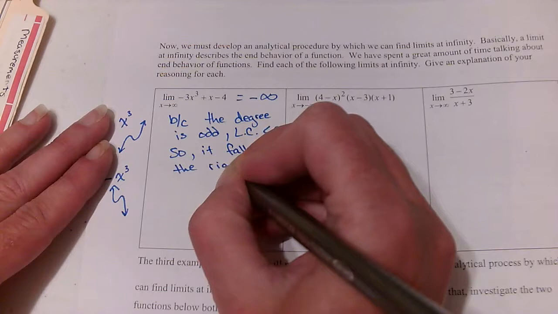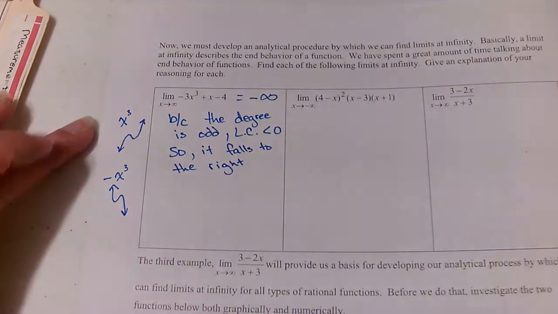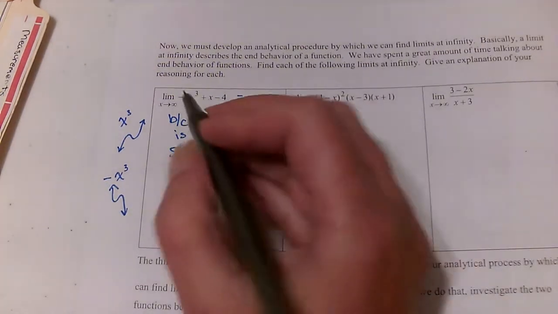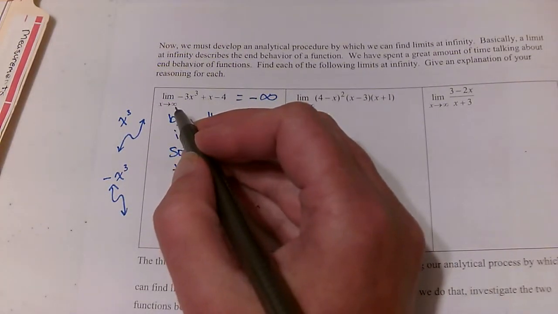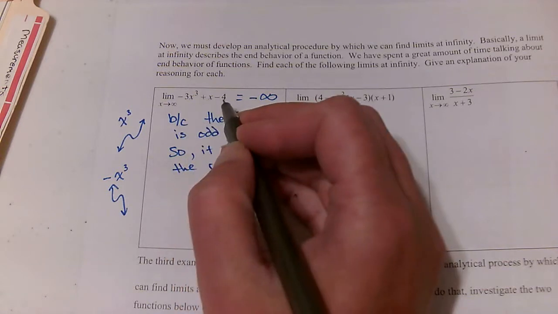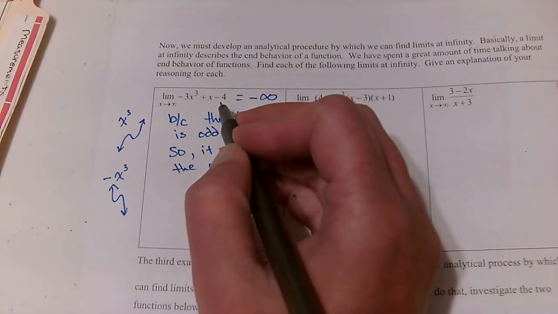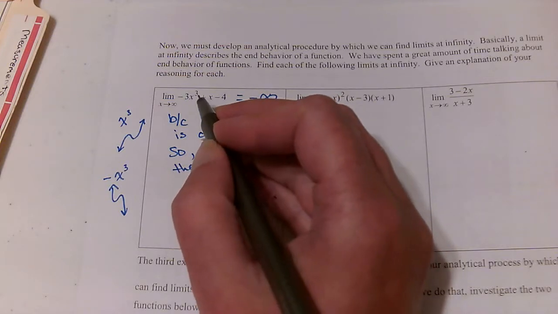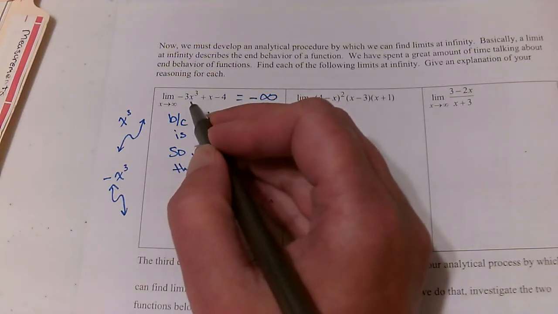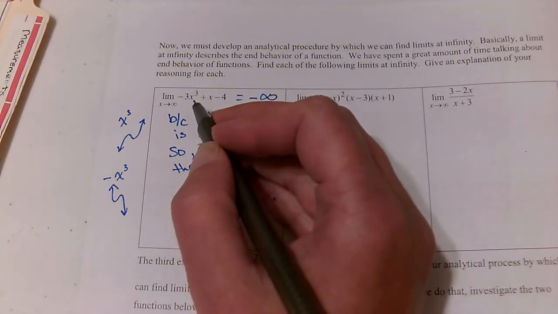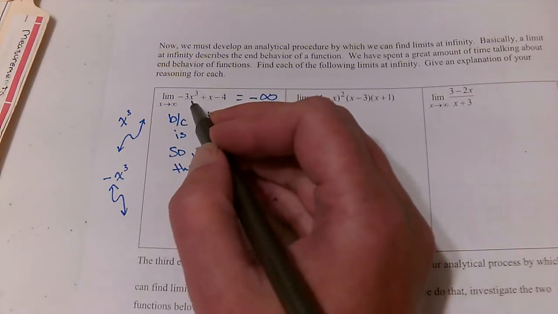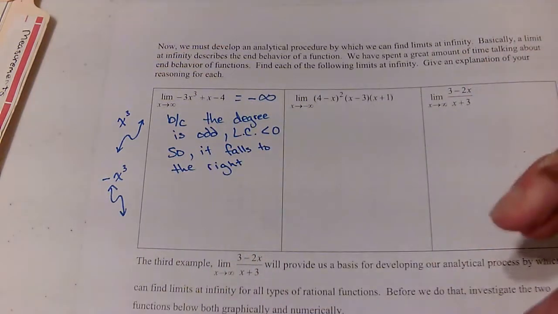The other way you can look at it, if you didn't memorize the behavior of graphs in your previous courses, is as x gets really, really big, like a billion, is subtracting 4 going to make a difference? Is adding x going to make a difference? Not really. We're really going to be looking at this x cubed, which if I take a billion and cube it, it's going to be really, really, really big. And then if I make it negative, it's going to be negative really, really big. So negative infinity.